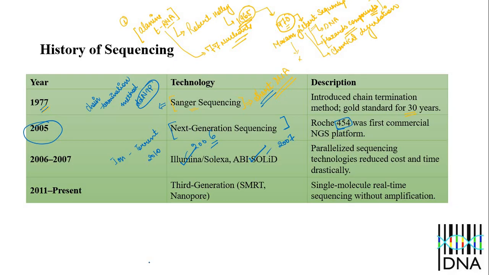Then after 2010, a new era began, known as the third generation of sequencing. Here we include sequencing methods like SMRT or PacBio, developed after 2010, and Oxford Nanopore sequencing.